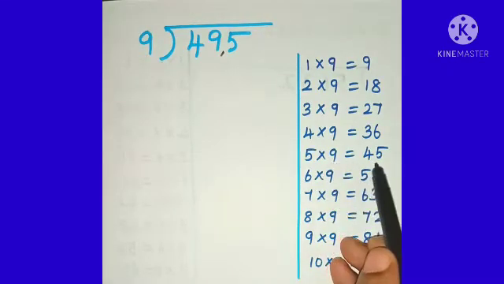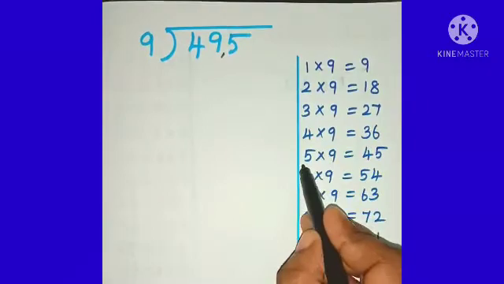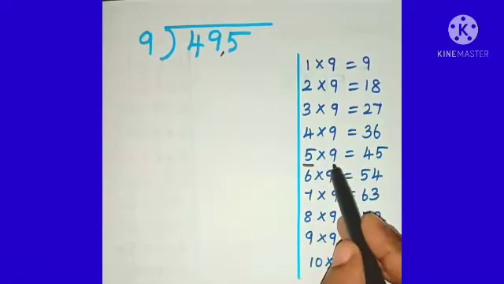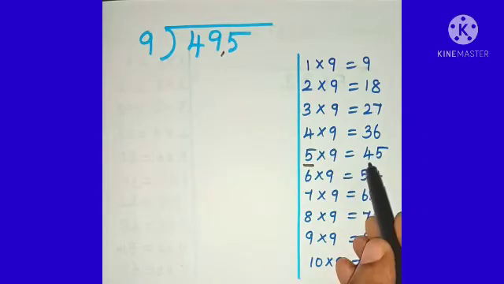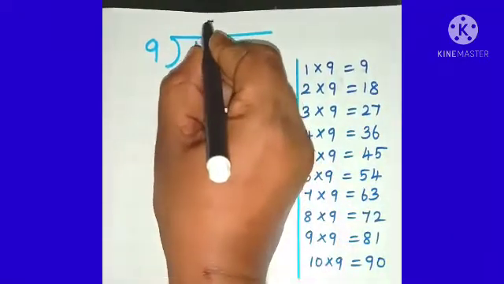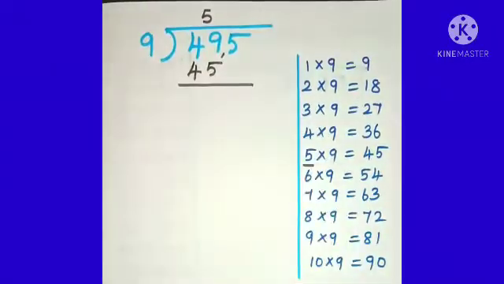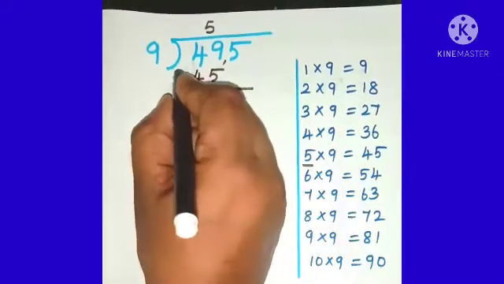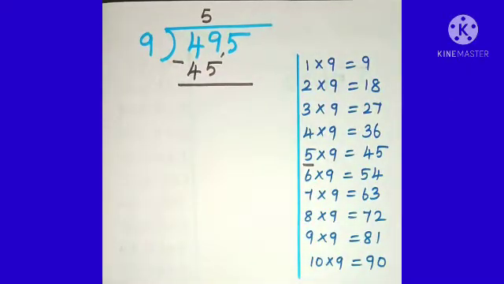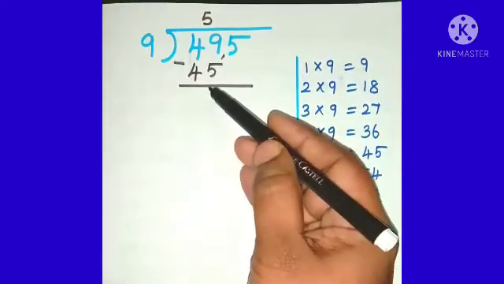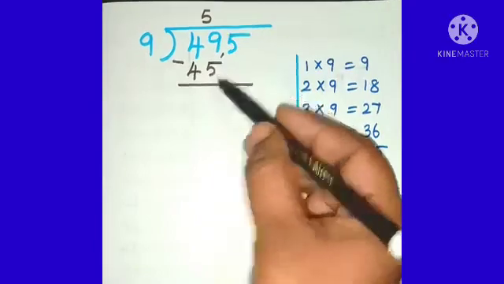5 9s are 45. Here 5. Write 5 in the quotient place above the long division bar. 9 is the divisor and 45. Write 45 below the number 49. 5 9s are 45. Now here we have to do the subtraction. Take the difference between these two values. 49 minus 45, that is 9 minus 5 is 4.